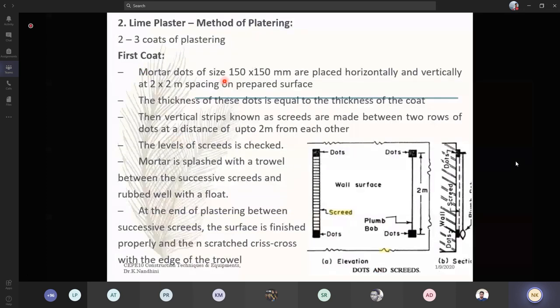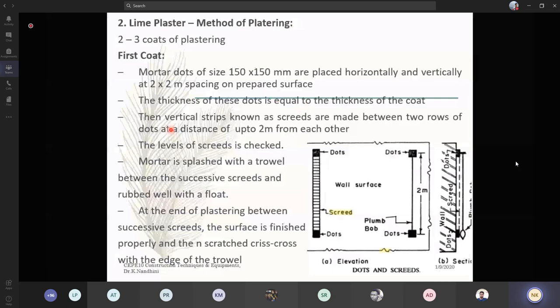The mortar dots of 150 by 150 are placed horizontally and vertically at 2 by 2 meter spacing on the prepared surface. You just fix some spacing of 2 by 2. You'll be finishing that surface, then you'll move on to the other exposed area. The thickness of the dots is equal to the thickness of the coat.